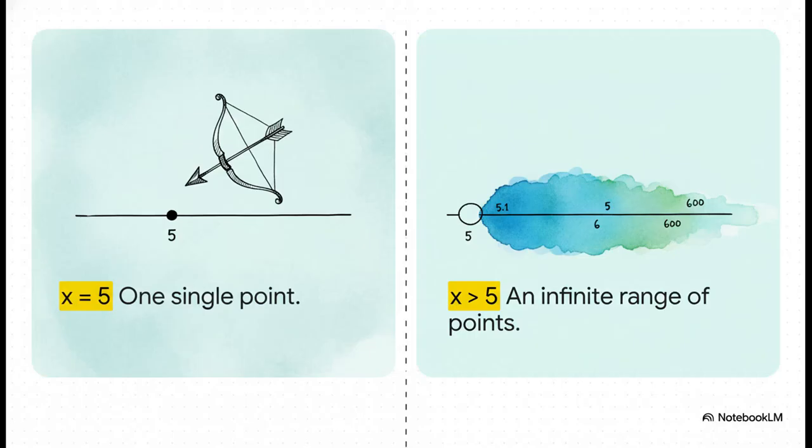So here's where it all clicks. An equation, like x equals 5, is super straightforward. It's got one solution, 5. That's it, one single dot on a number line. But an inequality, something like x is greater than 5, well, that could be 5.1, or 6, or 600. It's literally an infinite number of answers. So the big question is, how on earth do you draw infinity on a piece of paper?